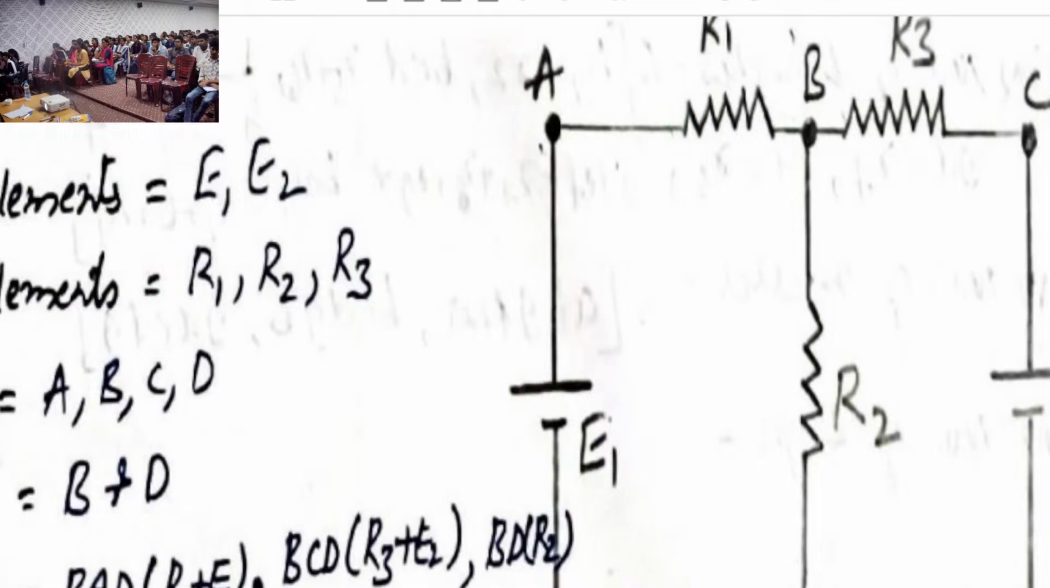So how many nodes are present in the given circuit? Four. How many elements are present in the given circuit? Four. Once again, I want to explain this diagram, so that those who did not understand will be very clear.